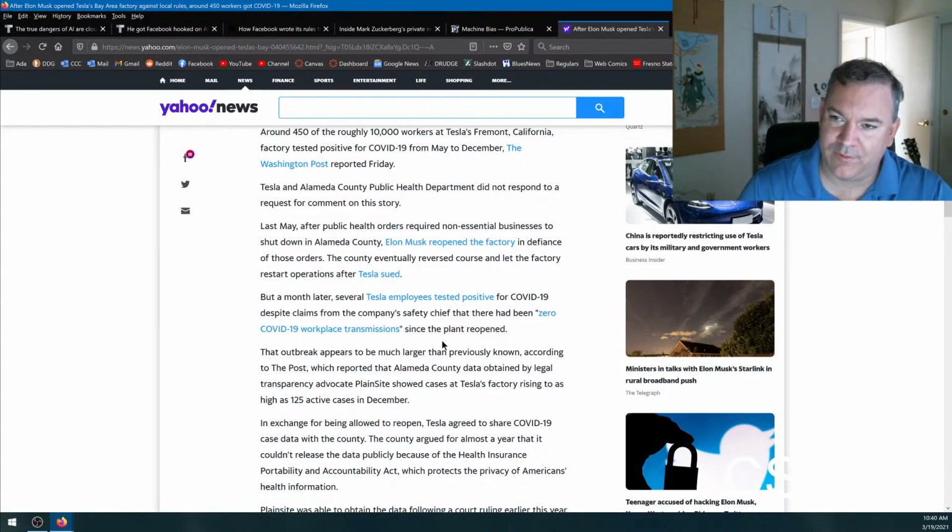What do you guys think? Pros and cons of Elon opening the Tesla factory. Pros, people get jobs, more jobs, faster production speed. Jobs, but in turn he's risking people to get COVID more. So the pro would be jobs, the con would be risk of COVID infections.